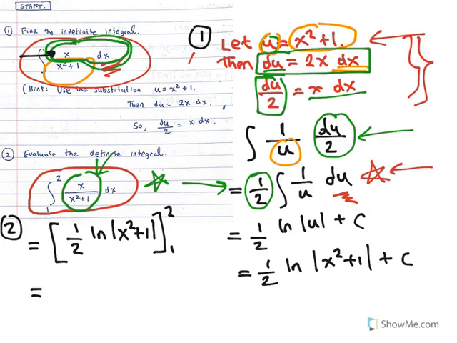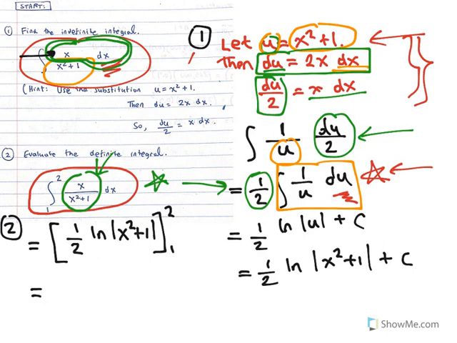Why is what we have now better than what we had at the beginning? It's better because we are able to determine what the antiderivative is from what we know from calculus AB.